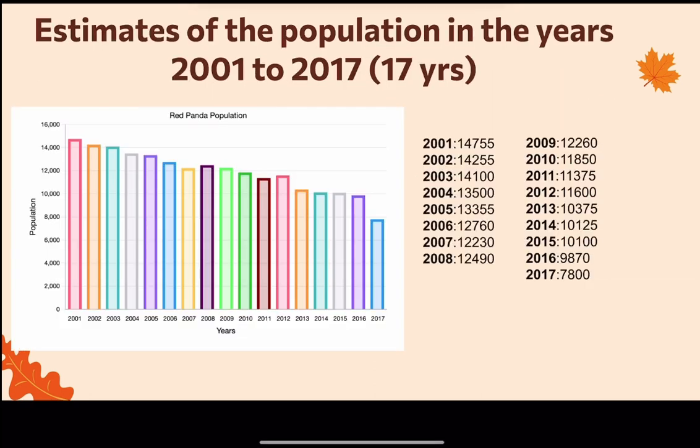This is the data I'll be using, which I got from redpandarescue.org. These are estimates of the population in the years from 2001 to 2017, which is 17 years. In the bar chart below, the x-axis is the years from 2001 to 2017 with increments of 1 year, and the y-axis is the population of the red pandas in increments of 2000. On the right is the exact same data that is being shown in the bar chart, but typed out.